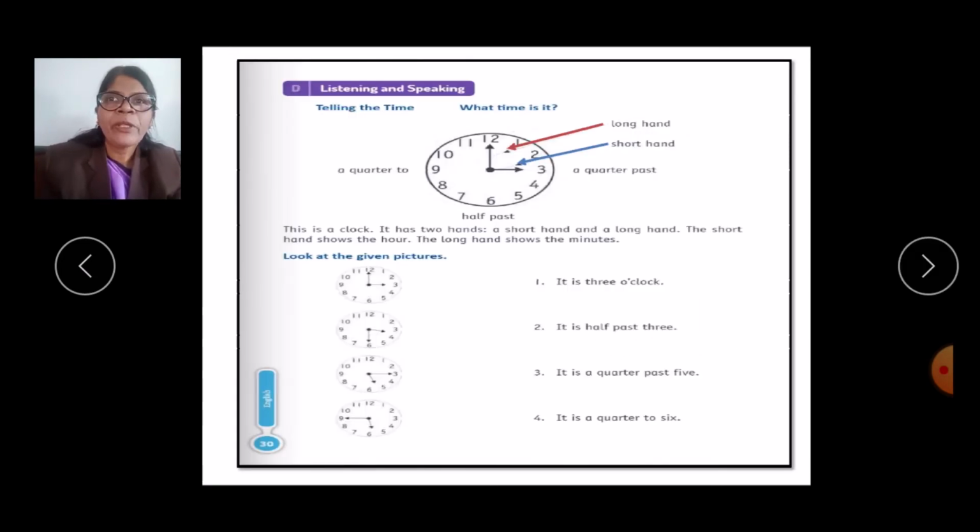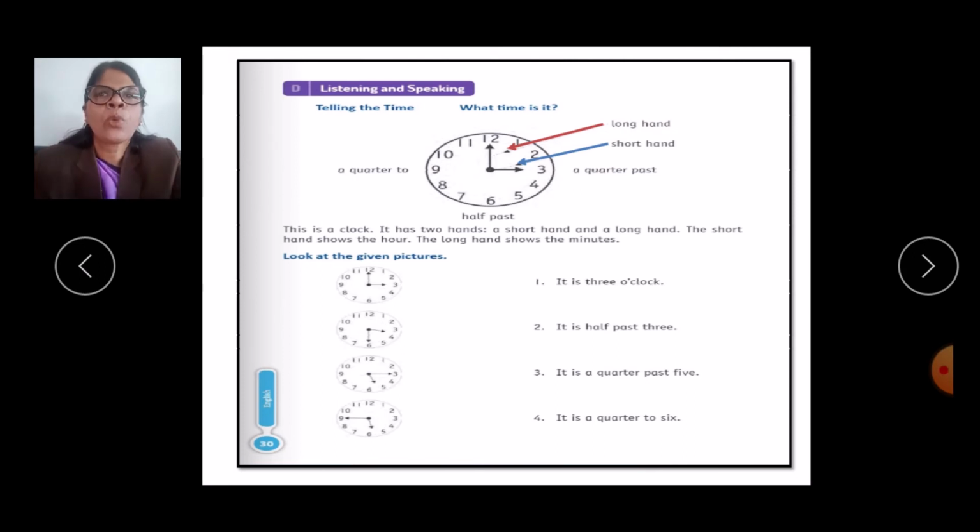Now we're going to learn about clock. Telling the time. What time is it? Can you tell me children what time is it now here? It is 3 o'clock. So now children you see here the long hand, this is the minute hand. This is the short hand. So you see the short hand there? Yes, so this is the short hand and this is the long hand.